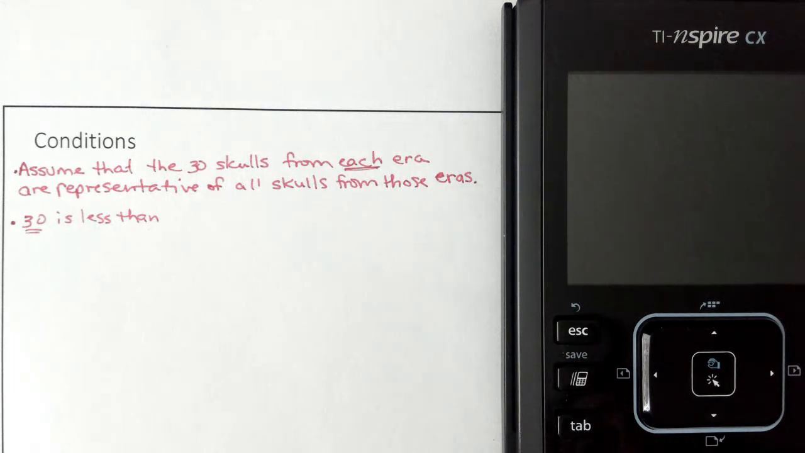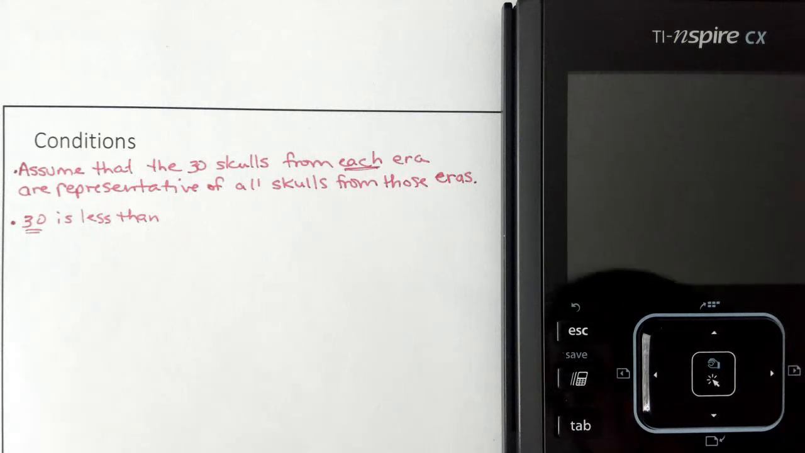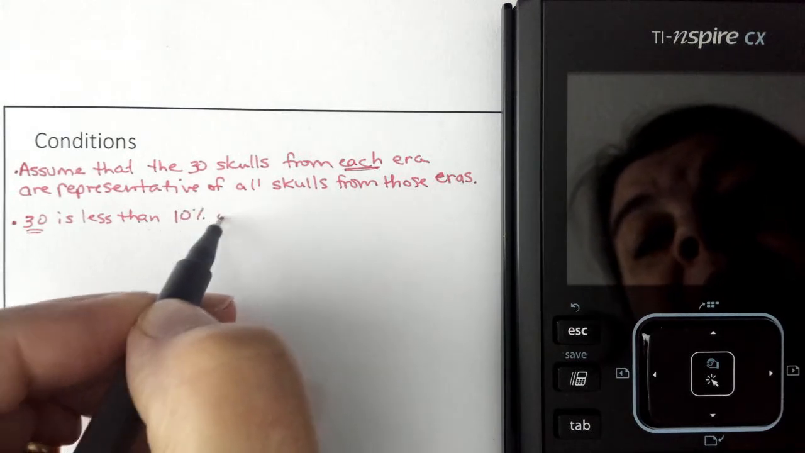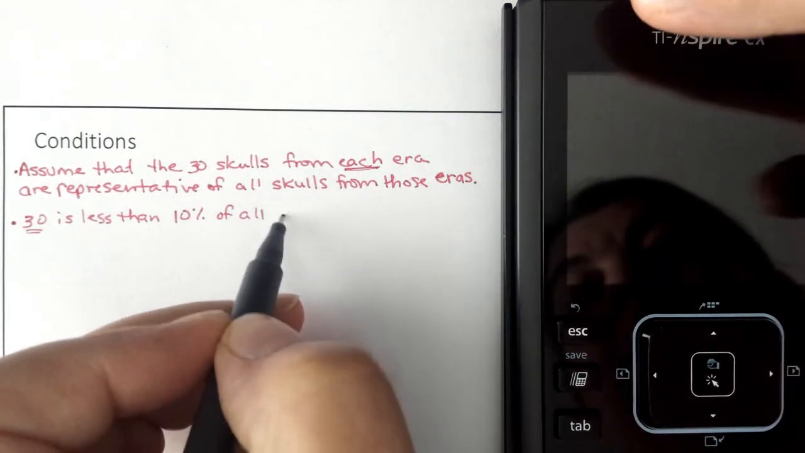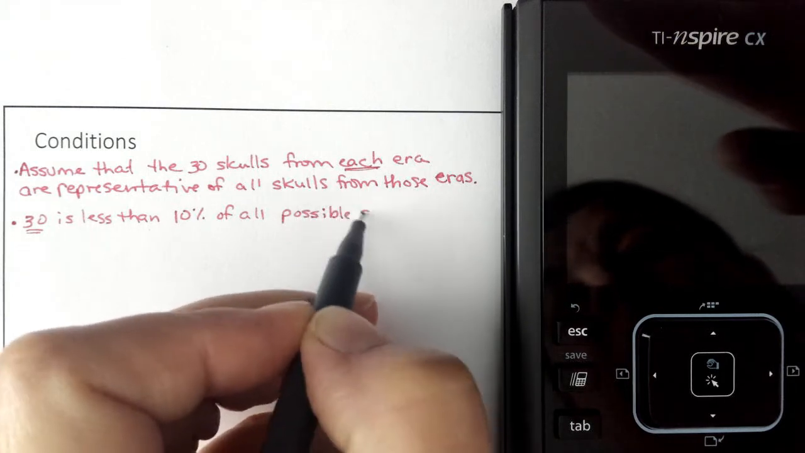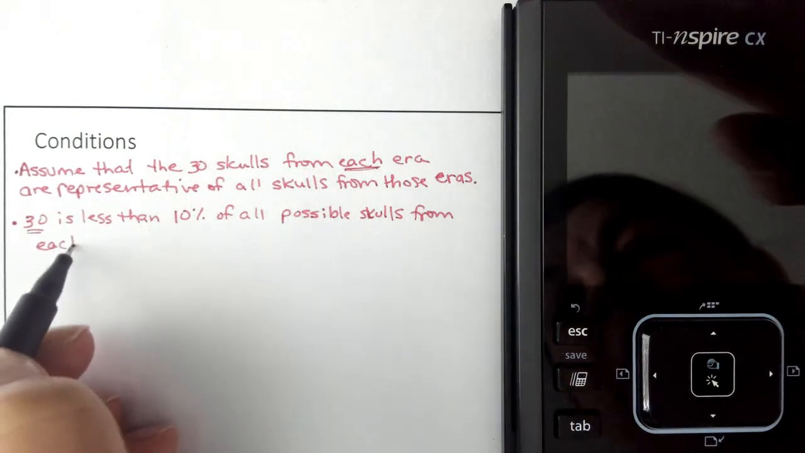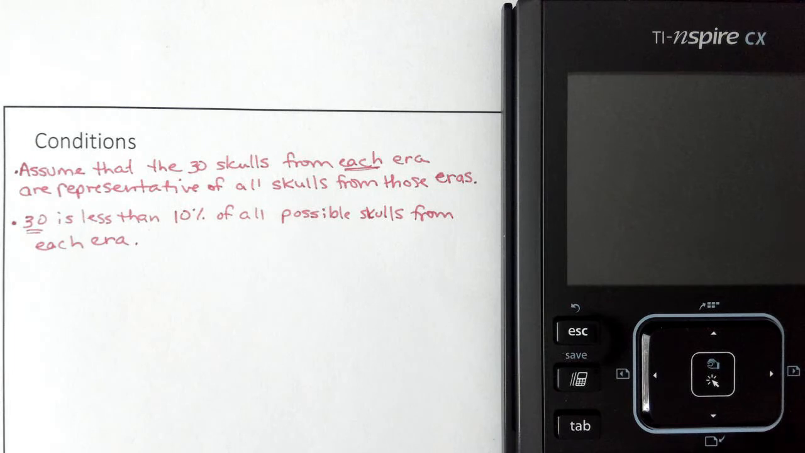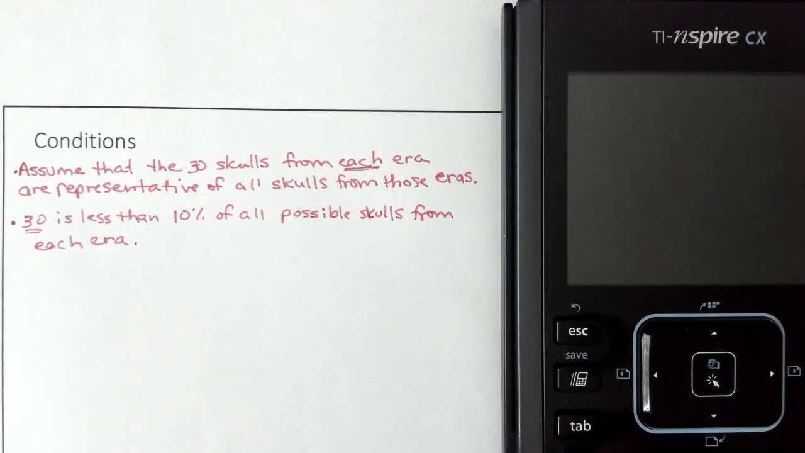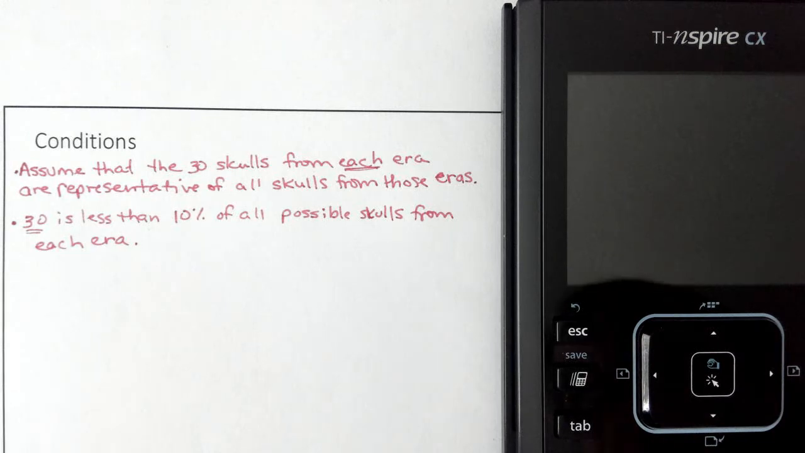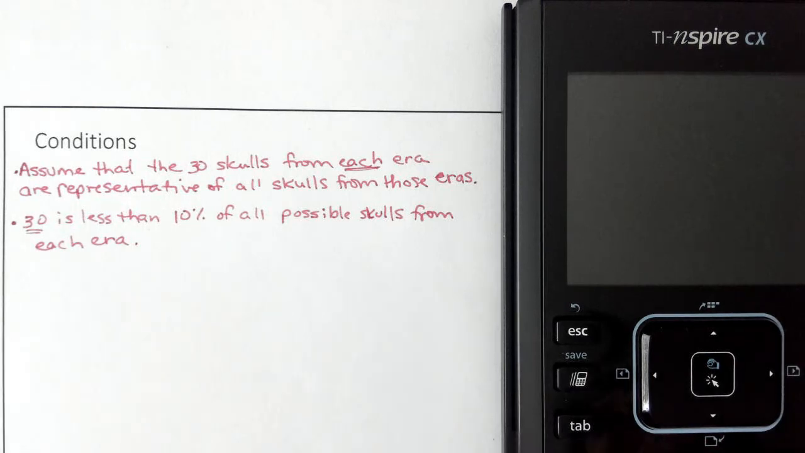And so some of you are still trying to kind of fudge on this one, not sure you even know that you're checking sample size. You have to make sure you communicate that you know that you're checking a sample's size. So 30 is less than 10% of all possible skulls from each era. And since they both had the same sample size, you can wrap that into one statement. If you'd had different sample sizes, you would need to mention both of them. So our sample size is not too large.